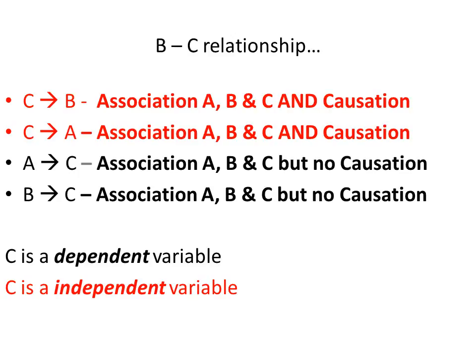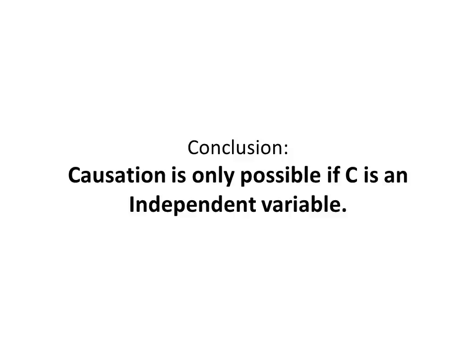Hence, if C is dependent, there is no causation, but if C is independent, there is a causal factor coming from C influencing B. We conclude that causation is only possible if C is an independent variable. That should not be much of a surprise, of course, but this was just to make this absolutely clear. For the moment, we will park the fifth option, which is that C is a coincidental variable, but we will get back to that later.